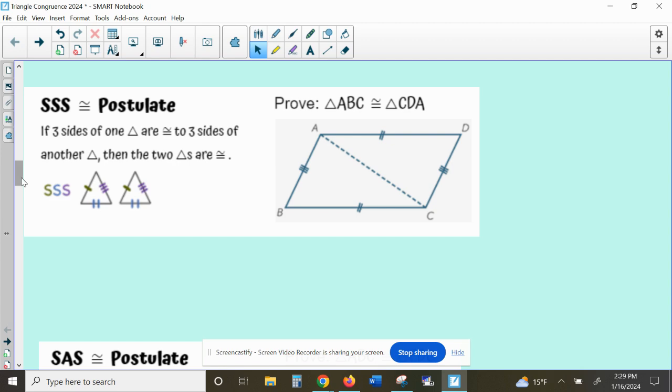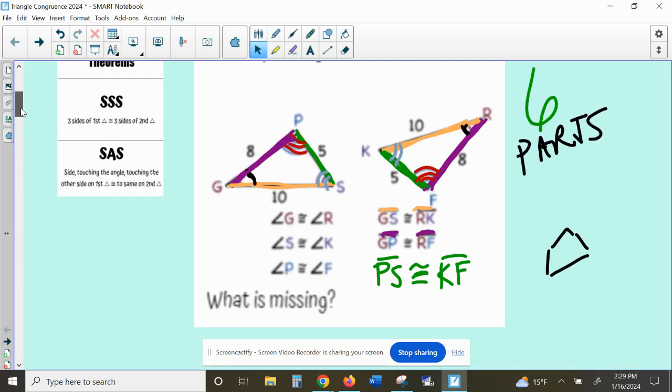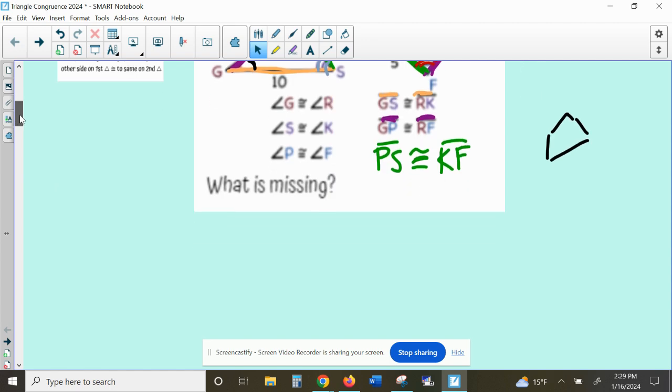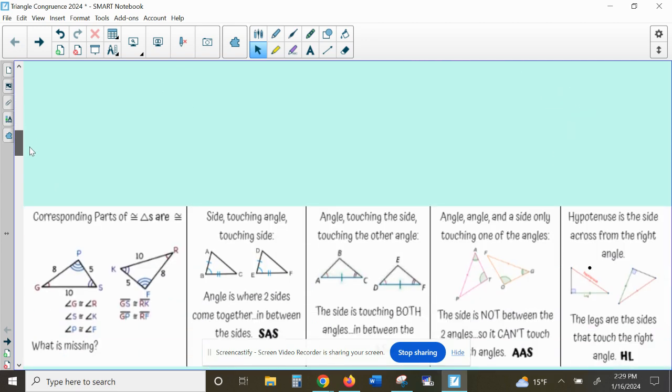Now, the reason we have these theorems and postulates is because of what we just went through. Do you see how there have to be 6 different parts that are congruent in order for these 2 triangles to be congruent? What we don't want to do is prove all 6 of them every single time. These theorems are shortcuts, and they say, if we just prove these 3 sides, then automatically these angles are also congruent, and I don't have to waste my time proving those. They're just little shortcuts, so you don't have to do all 6 parts, because that's doing too much. If we can get a shortcut, we like that.